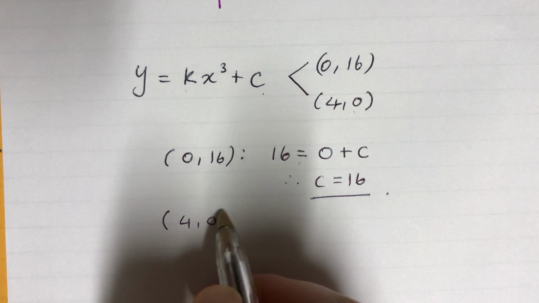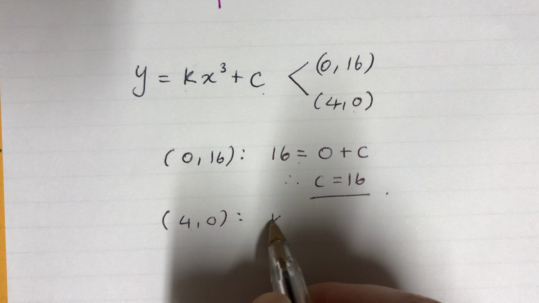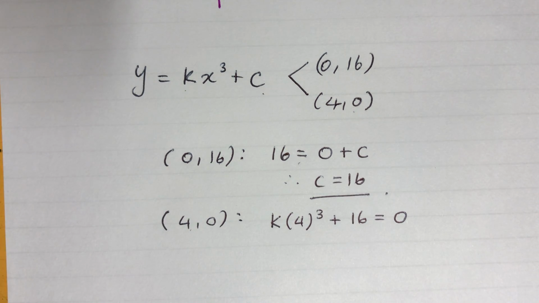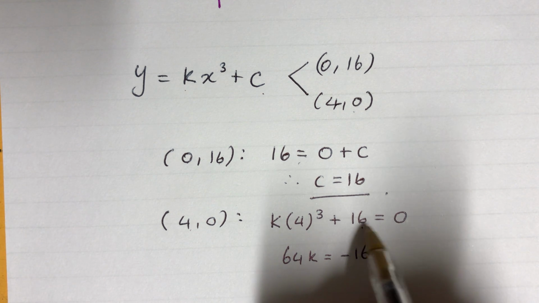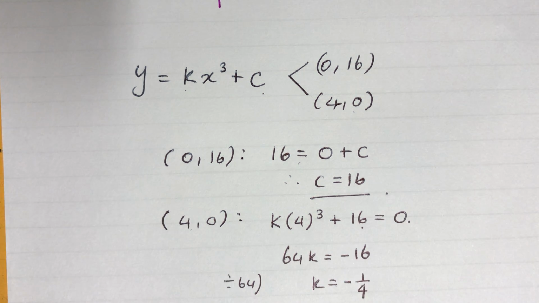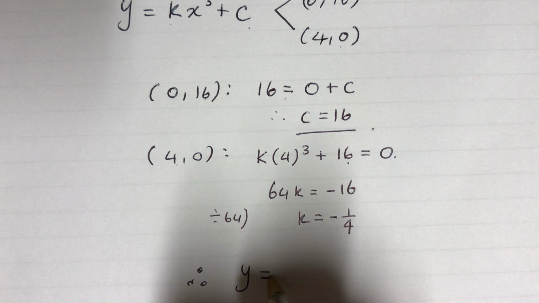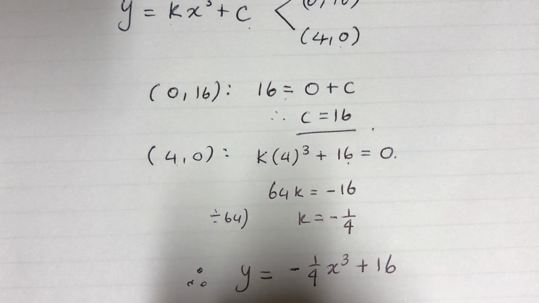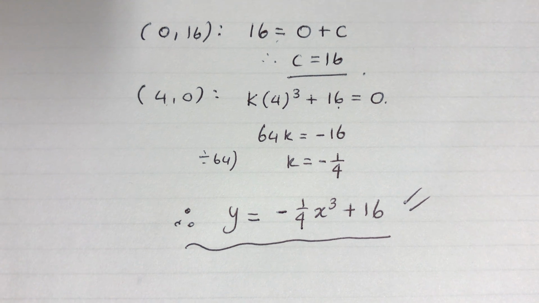Now, what about 4 and 0? Oh, that's good. That's nice because it's y equals 0. So when x is 4, k times 4 cubed plus 16. Remember, c is 16, equals 0. So what would that be? 4 cubed is 64k equals minus 16, because I moved the 16 to the other side. And I'm going to divide by 64 on both sides. k equals minus 16 over 64, which is minus 1/4. So therefore, my cubic equation is minus 1/4 x cubed plus 16. That's what happens.